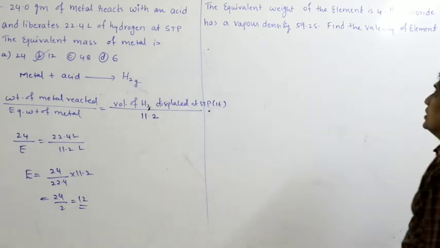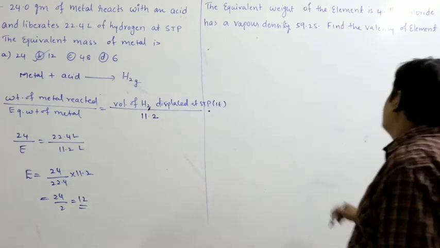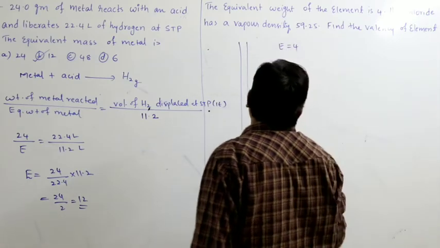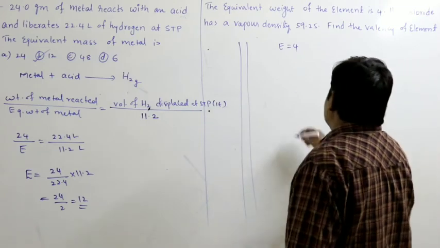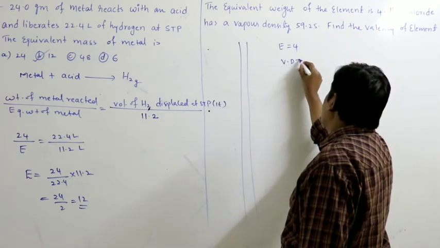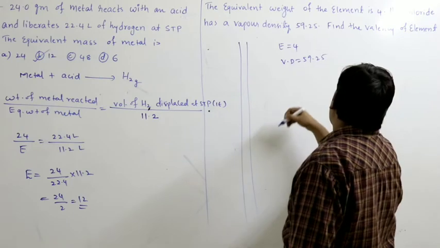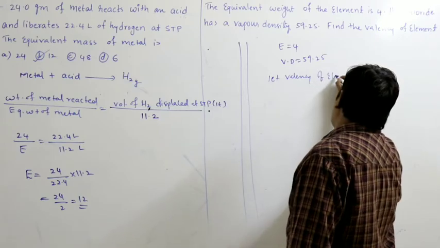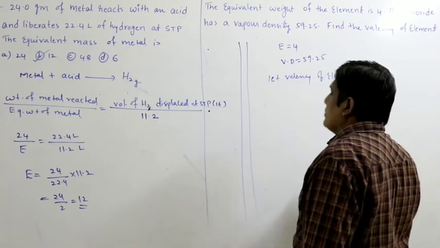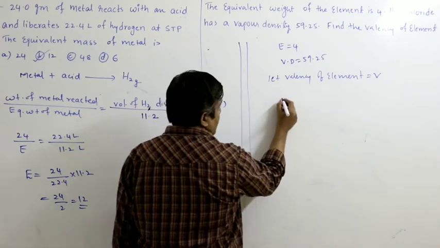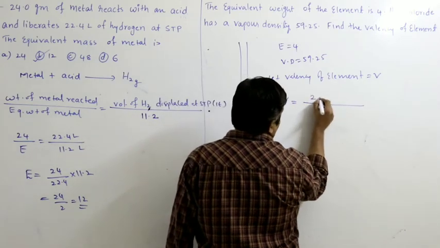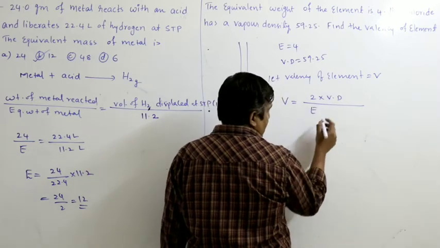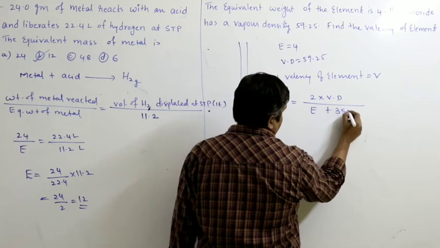Coming to the next one, the equivalent weight of the element is 4. It is a chloride, which has a vapor density of 59.25. Let the valency of the element be V. Then what is the valency equal to? Valency equals 2 into vapor density of its chloride by equivalent weight of element plus 35.5.